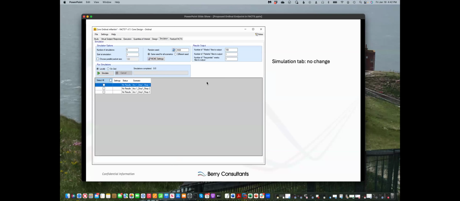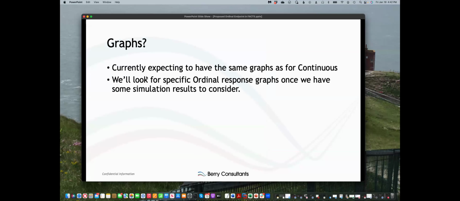And then you get to the simulation tab, and you'll be able to click simulate and get simulation results. You'll be able to look at all the same types of graphs that you already get in FACS for the continuous endpoint. And there might be some extra graphs we want to do for reporting the ordinal outcome, but we'll probably not really get around to thinking about those until we've actually got some simulation results to play with.